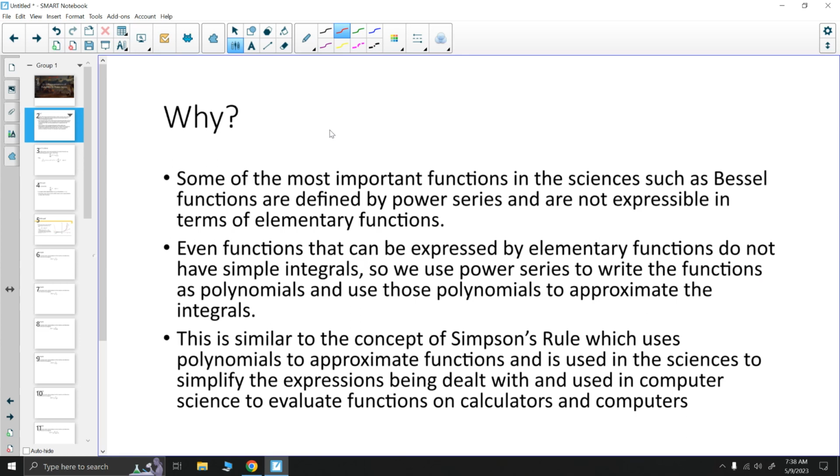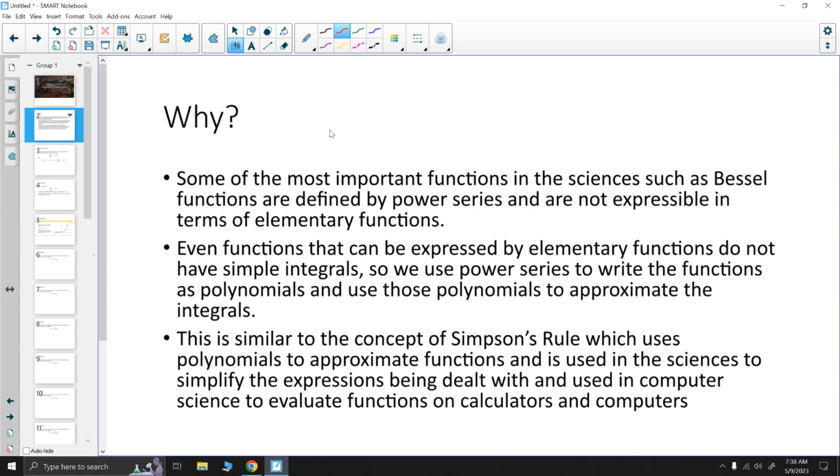Basically, the Bessel functions and other functions that really can't be expressed in terms of elementary functions come about through the derivative or the integral of power series. So yeah, basically we can't write them as an elementary function. First of all, that's one reason why we want to do this.